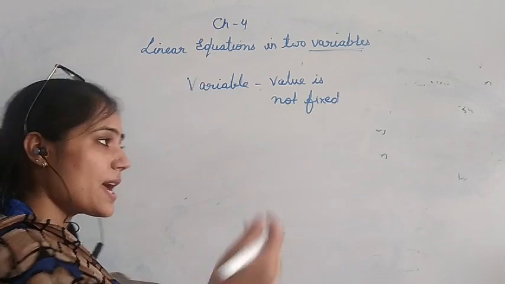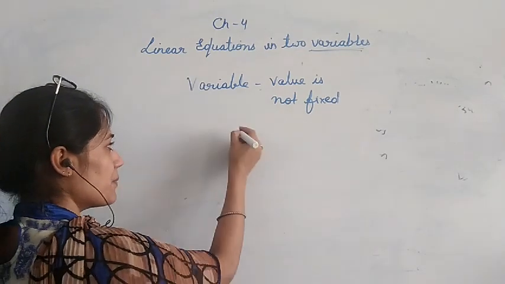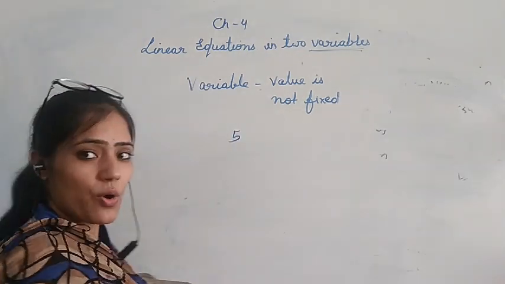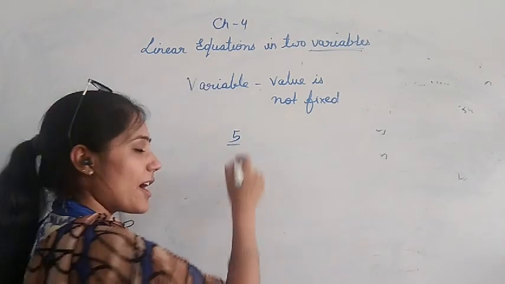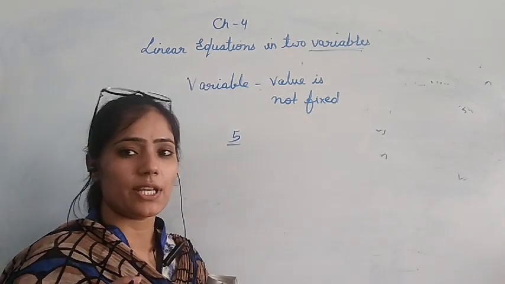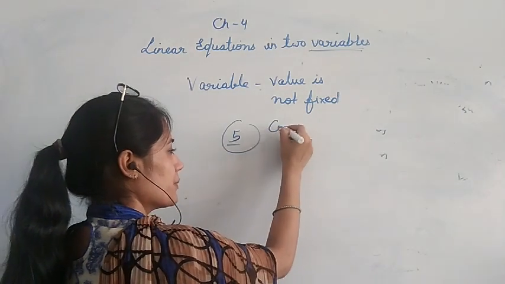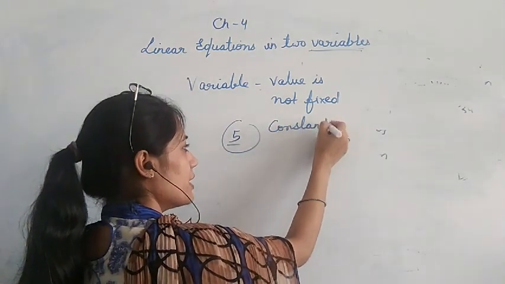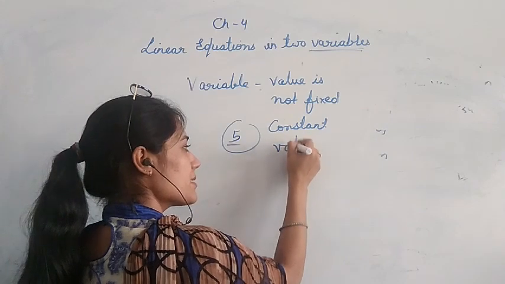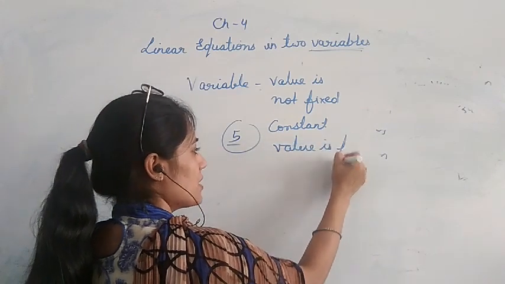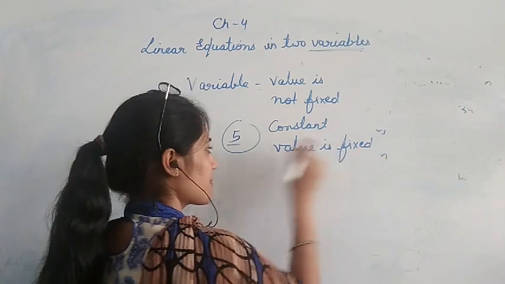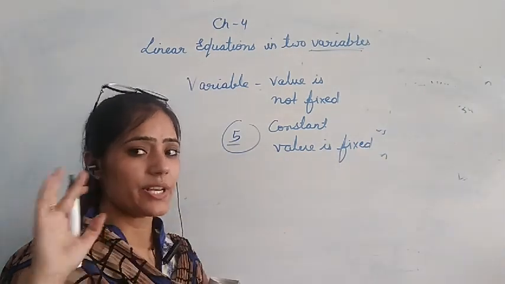Not fixed means, and what is fixed means, suppose I am writing 5. Now you know this 5 will remain 5 only wherever it will go. So this is known as the constant value, whose value is fixed, because the 5 can't change.